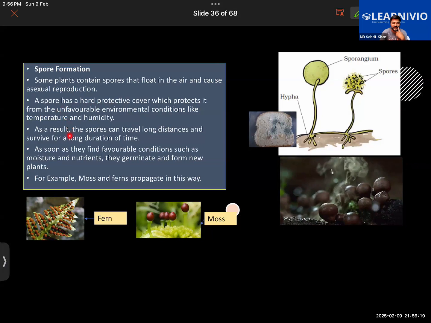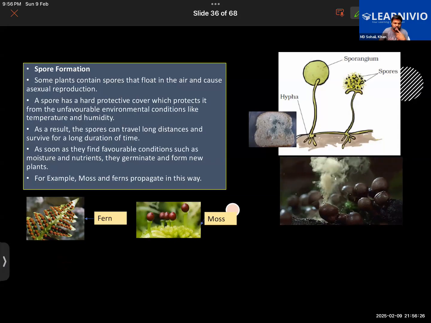Similar things happen in some plants also. There are some plants that contain spores, like you can see in this fern. Fern has spores growing on its leaf. Moss also has spores on it.